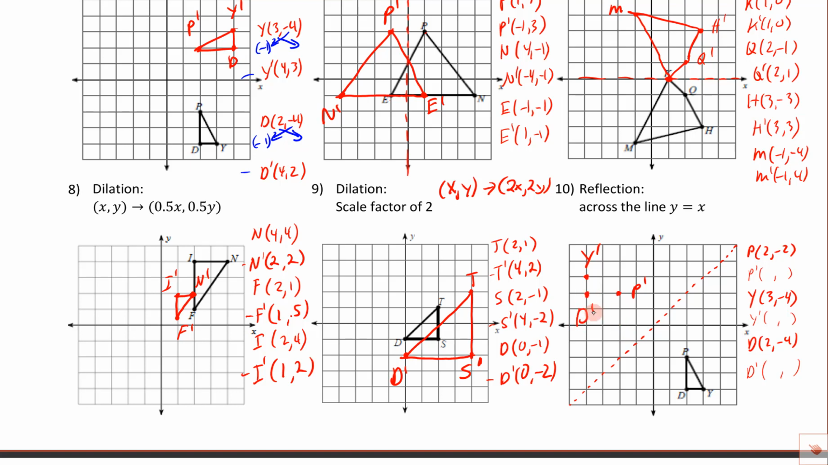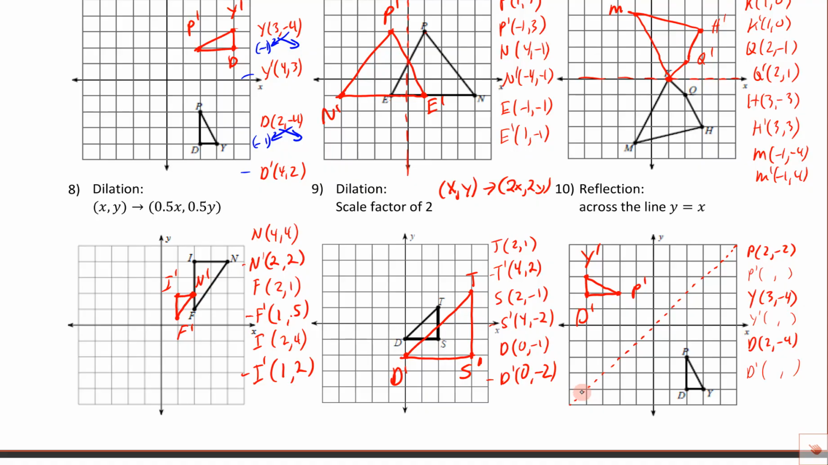This is D prime. So if we connect those and we tilt our head at a 45-degree angle to the right, these should look like mirror images of each other. And to me they do. They look pretty good. Now if you remember what the rule is for reflecting across the line y equals x, great.